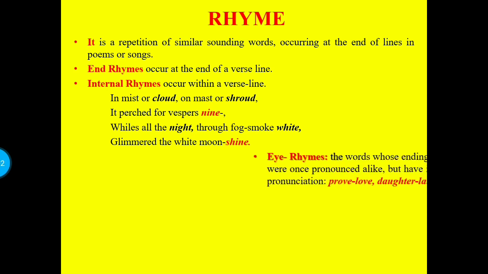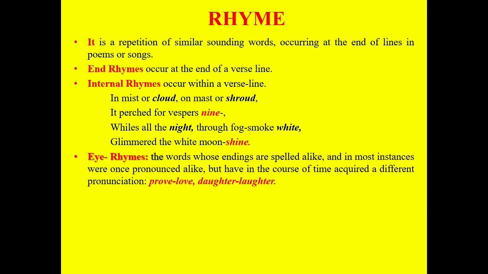The other rhyme is eye rhyme, in which the words whose endings are spelled alike, and in most instances were once pronounced alike, have in the course of time acquired a different pronunciation. For example, prove and love. So you can see the spellings at the end of the words are the same, though they are pronounced differently. This kind of rhyming is called eye rhyme.